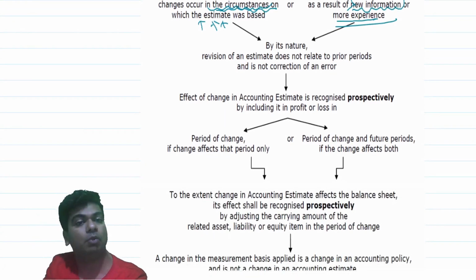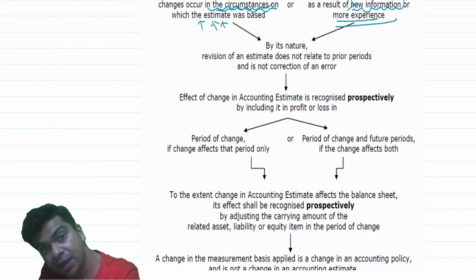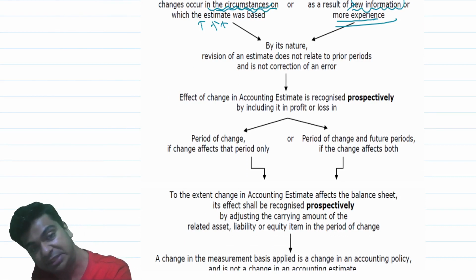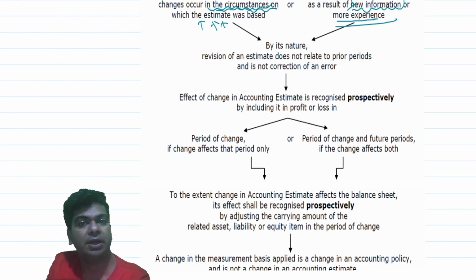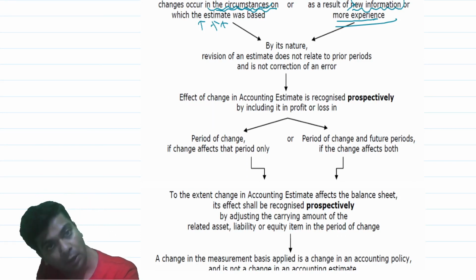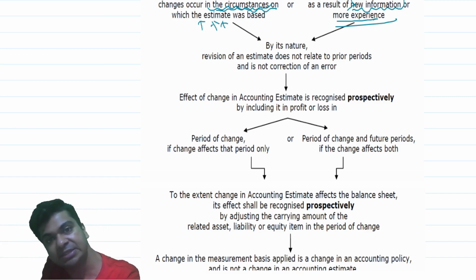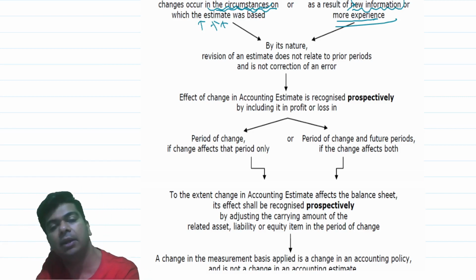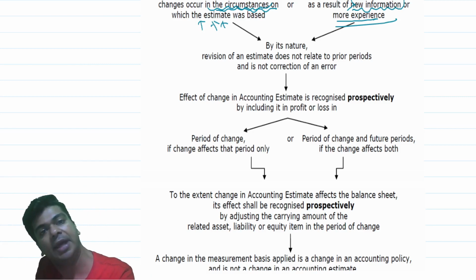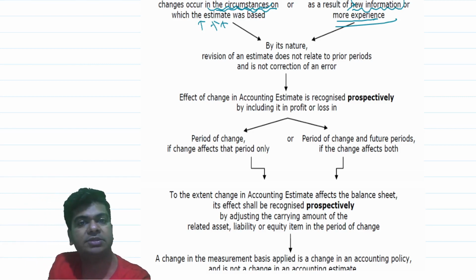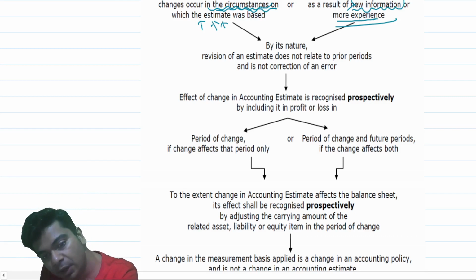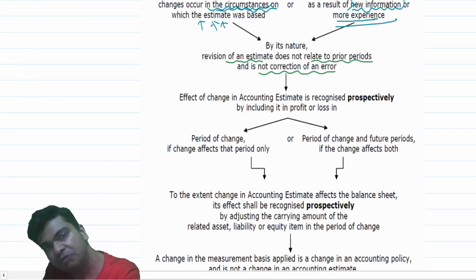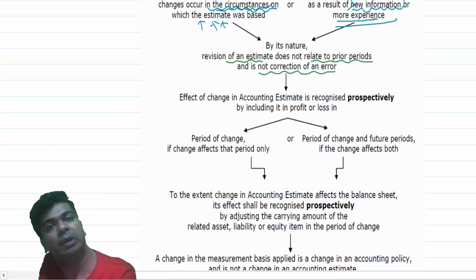Remember, change in accounting estimate is not a prior period error. We have still not discussed prior period errors, but please understand this. Do not consider what you have done in the past as incorrect. If you say what I did in the past is incorrect, that means you are trying to correct it now, then it will be considered to be a prior period error. Change in accounting estimate is not treated as a prior period error. Remember, revision of an estimate does not relate to prior period, is not a correction of an error. Effect is to be given prospectively.